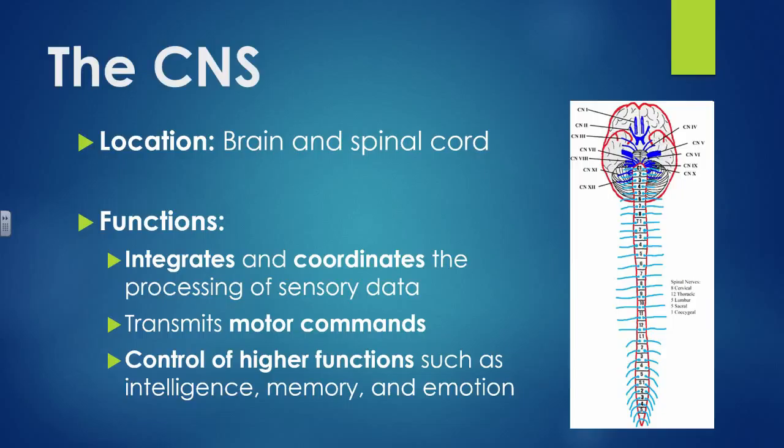The central nervous system also transmits motor commands, so anytime you want to move a muscle, as we discussed in the muscular system chapter. And then control of higher functions such as intelligence, memory, and emotion.